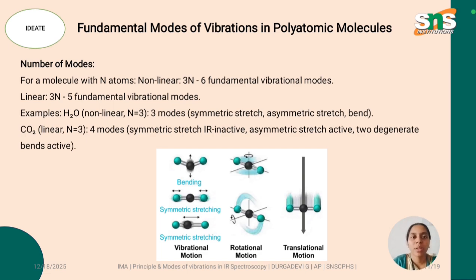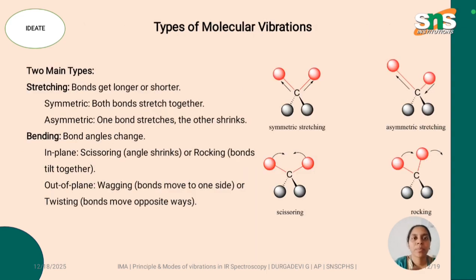For example, water, which is non-linear, consists of 3 atoms and exhibits 3 modes of vibrations, that is symmetric stretch, asymmetric stretch and also bending. Carbon dioxide also has 3 atoms but exhibits 4 modes: symmetric stretch, which is IR inactive, asymmetric stretch, which is active, and 2 degenerate bends. So let us see what it means in the following slides.